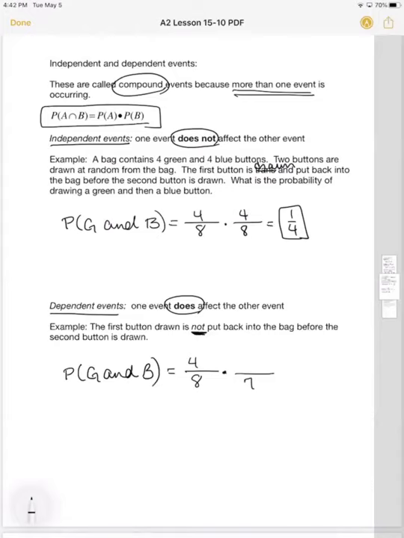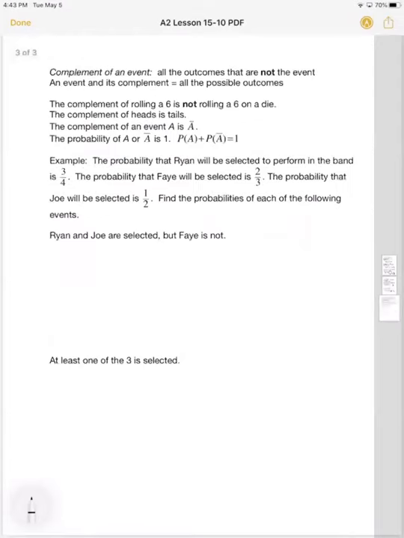And how many blue do I have? Well, I still have 4 blue. There were 4, blue wasn't taken out. So I have 4/8 times 4/7, and what is that going to become? I'm just going to cancel here. I end up with 2/7 as the probability this time because I have dependent events, okay? That 8 is changed to a 7 because I did not replace the button. Okay, let's move on to our last definition here, the complement of an event.